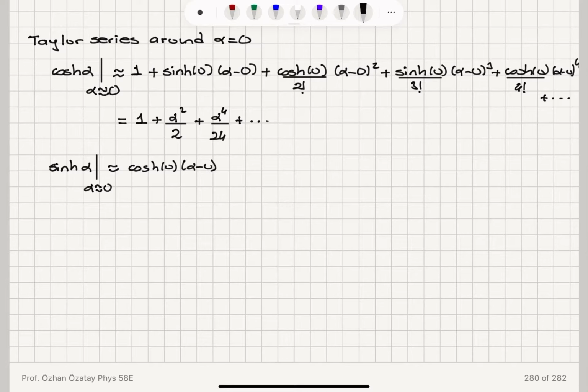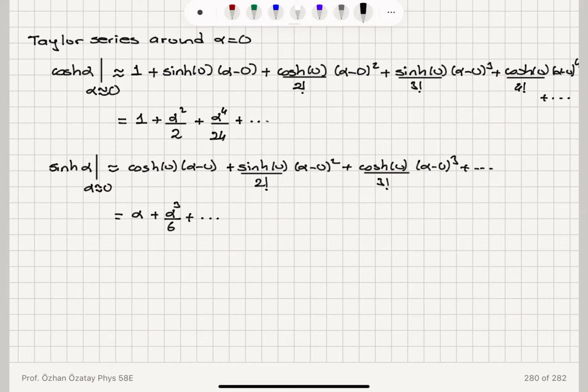The derivative gives us sine hyperbolic, so sine hyperbolic 0 divided by 2 factorial alpha squared, and then another derivative, cosine hyperbolic 0 divided by 3 factorial, alpha minus 0 cubed, and higher order terms. So this gives us 2 non-zero terms here. Cosine hyperbolic 0 is 1, so we have first term alpha. The second one here is going to give us 0, but this one will give us alpha cubed over 6, and then we have higher order terms.